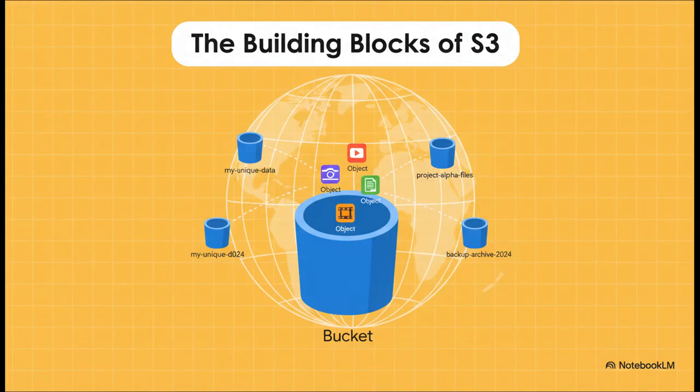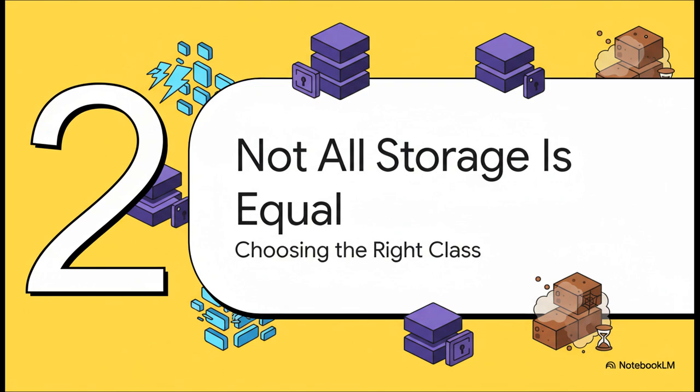And the whole system is beautifully simple. First, you have buckets. These are your main containers, kind of like a top-level folder. Inside those buckets, you put your objects, which are the actual files themselves. And here's a wild fact. Every single bucket name has to be globally unique. That means no two buckets anywhere in the world can have the same name. Pretty crazy, right?